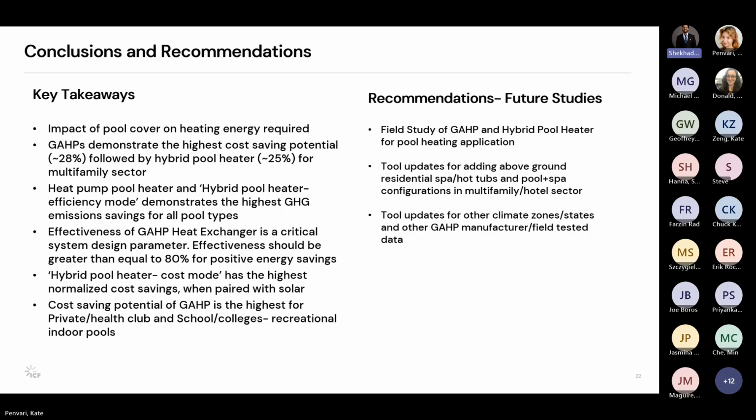GHAPs demonstrate the highest cost saving potential, followed by hybrid pool heater for the multifamily sector. For indoor as well as outdoor pools, we noted that heat pump pool heater and hybrid pool heater, when run on efficiency mode, demonstrate the highest GHG saving potential. The effectiveness of the heat exchanger in the GHAP loop is a critical design parameter, and we discussed its impact on energy savings a couple of times.